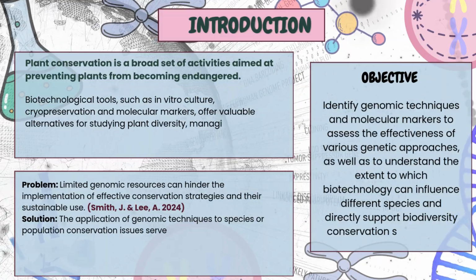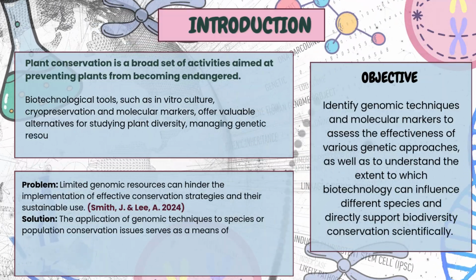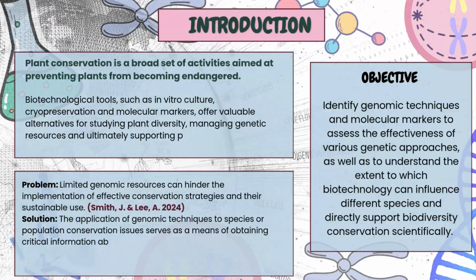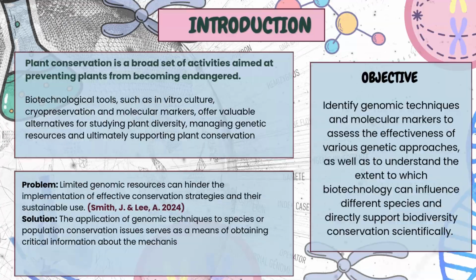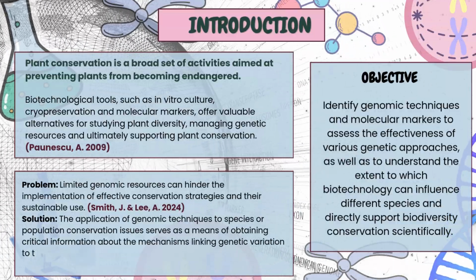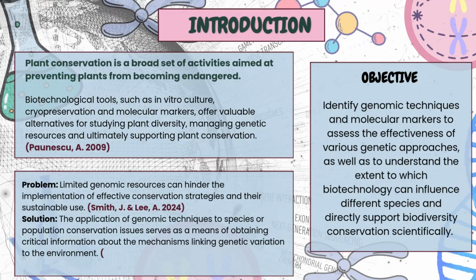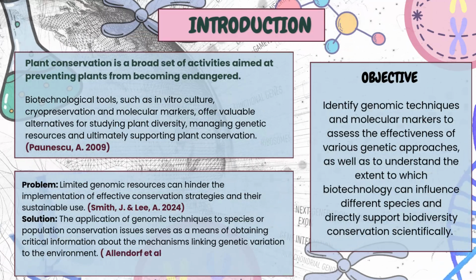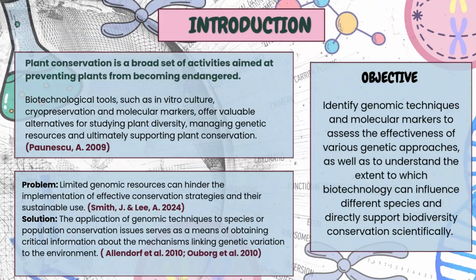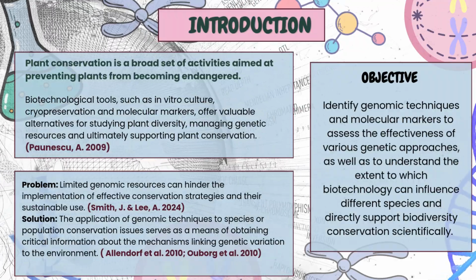However, one major challenge in plant conservation is the limited availability of genomic resources, which can reduce the effectiveness of conservation strategies and their sustainable use. To overcome this problem, genomic techniques are applied in species and population conservation to obtain critical information on the relationship between genetic variation and the environment.